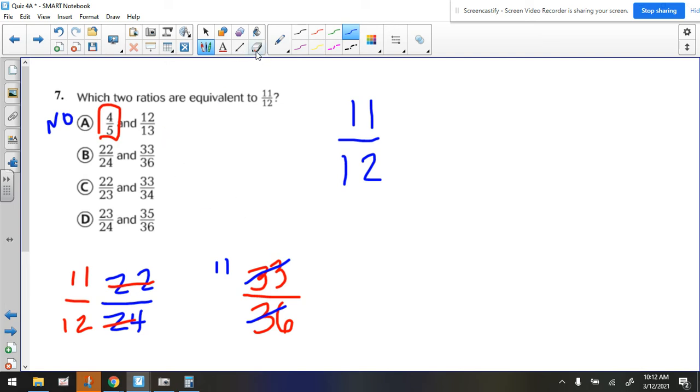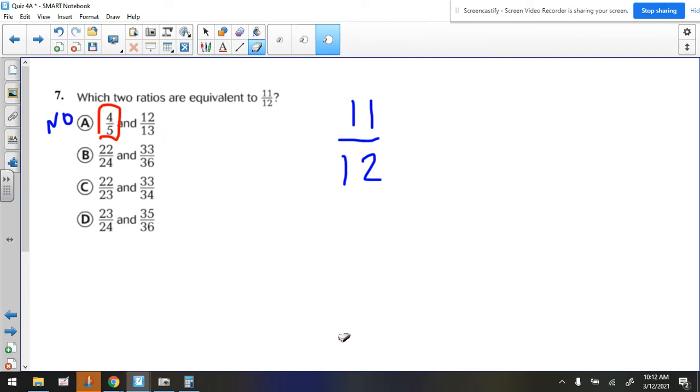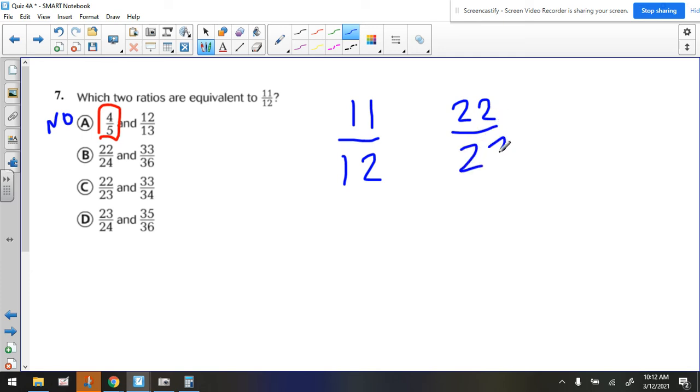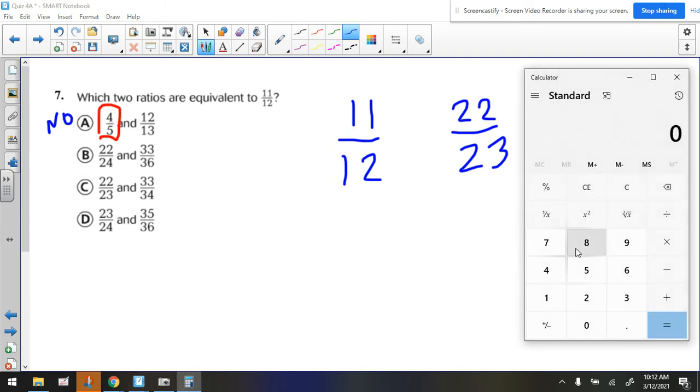Now, if we look at some of the other choices, just to be sure that those are off the table, let's take a look at ones like choice C. If we compare 22/23, which can't be simplified, to the 11/12, which also can't be simplified, and we even take out a calculator and do our cross products. So one of the cross products we can do is 11 times 23, and that gives us 253.